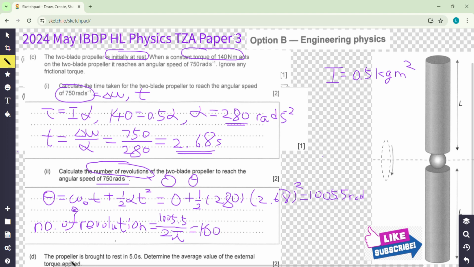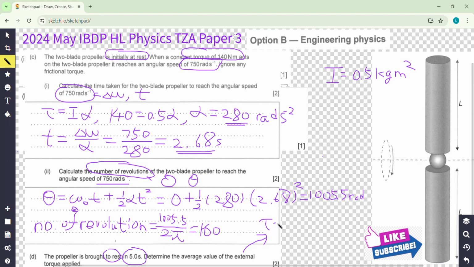Okay. Last one. The propeller is brought to rest in 5 seconds. Determine the average value of the external torque applied. From the initial stable angular speed of 750, it drops to 0 in 5 seconds. So, yeah, the same thing, right?